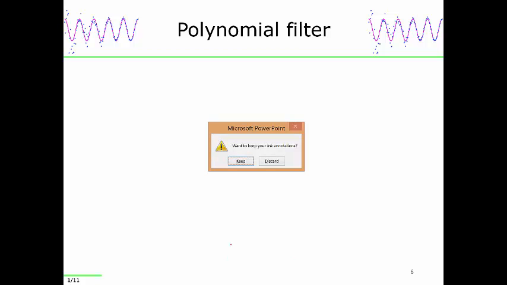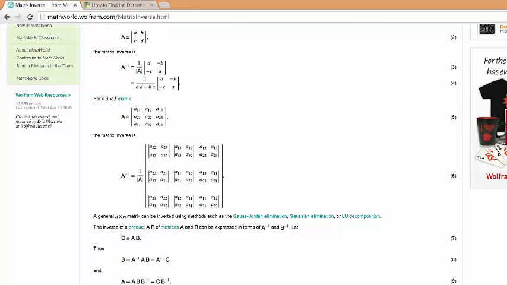Okay, but we have time, so let's go ahead and explicitly do this. I had to go back and refresh my memory about inverting a 3x3 matrix. If you go to the internet and ask, how do you find the inverse of a 3x3 matrix? You get this nice expression.